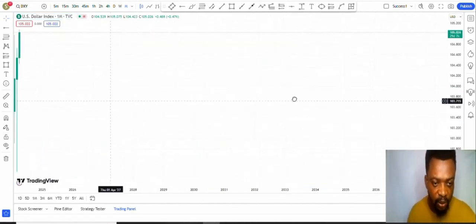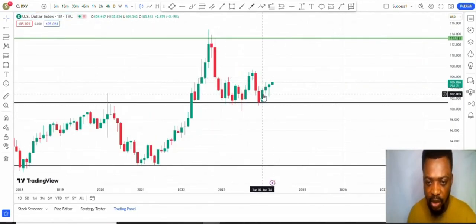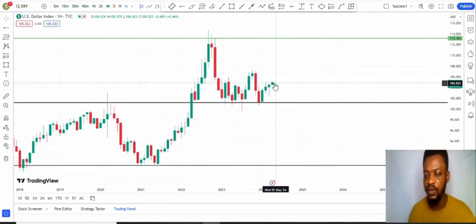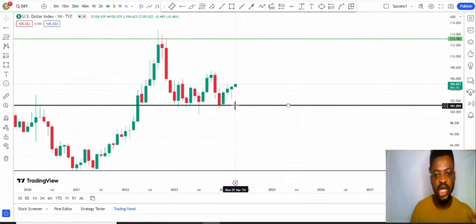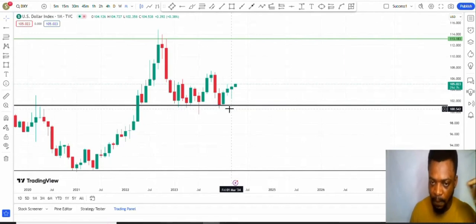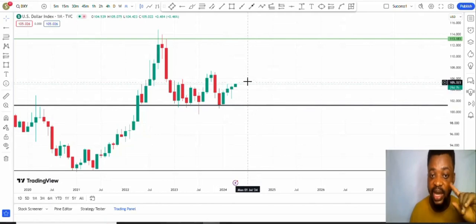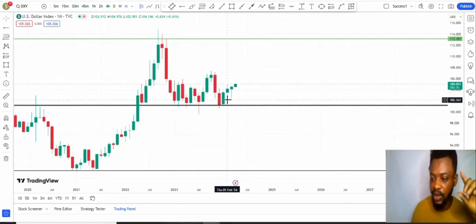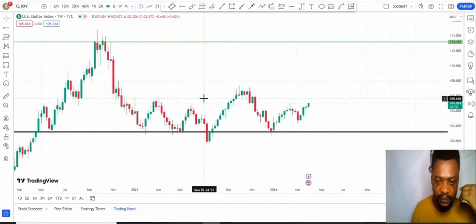So look at the XY for the monthly time frame. For the past four months, since January, the XY has been bullish. Despite the ups and the craziness of the XY, this guy has been bullish since January, and this is April now, the fourth month of the year. So let's look at it from the weekly time frame.